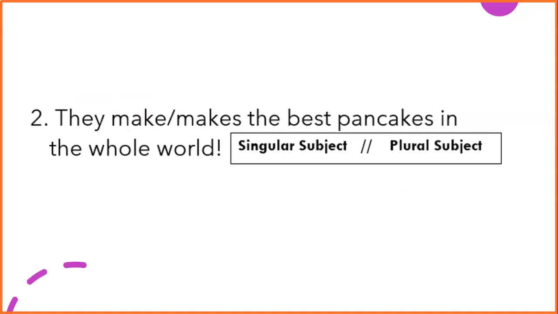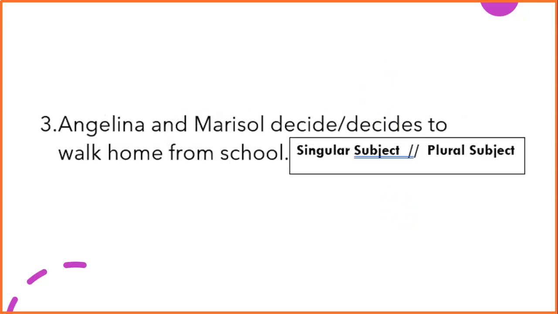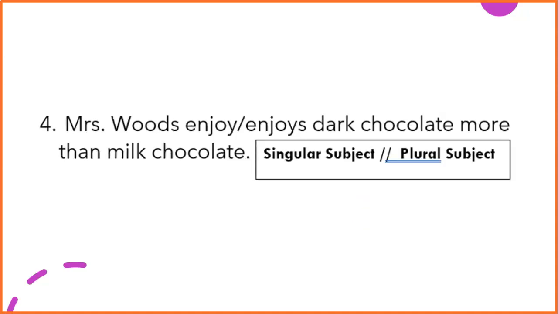So they make or makes the best pancakes in the whole world. Who's doing the action? Is there one person or more than one? And then what verb do I need? Angelina and Marisol decide or decides to walk home from school. Who's doing the action? Is it one person or more than one? What verb do you need? Mrs. Woods enjoy or enjoys dark chocolate more than milk chocolate. Is it one person or more than one? Who's doing the action? Which verb do you choose?